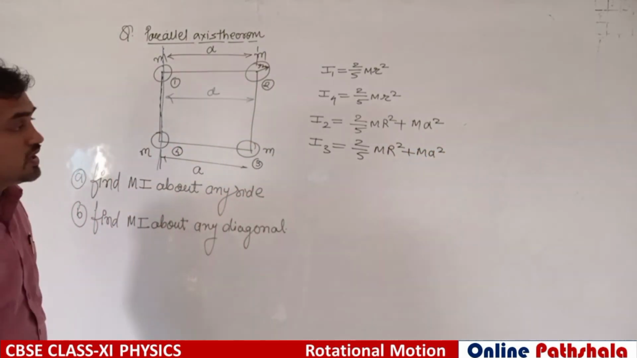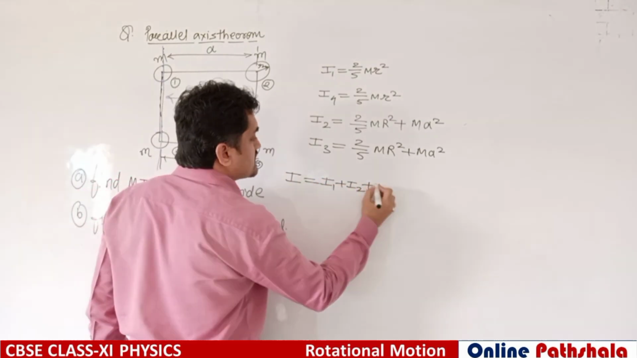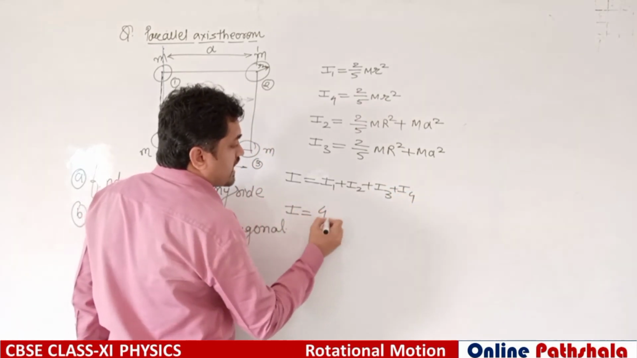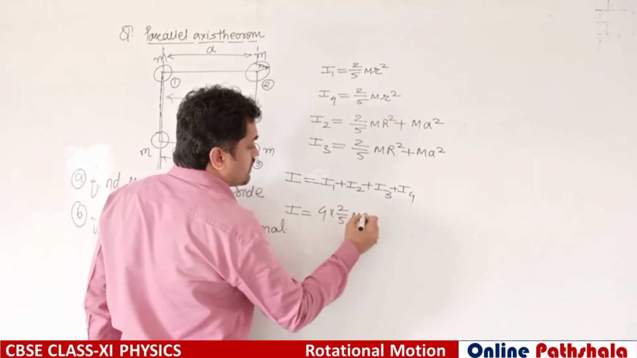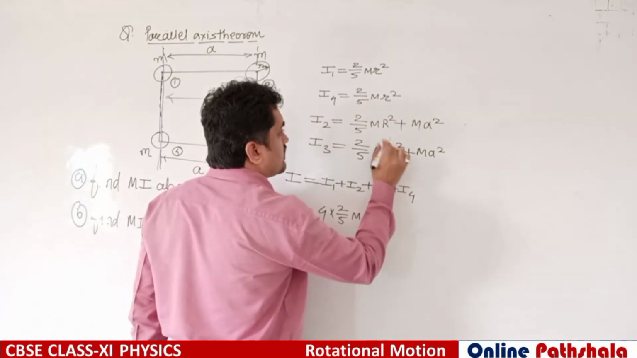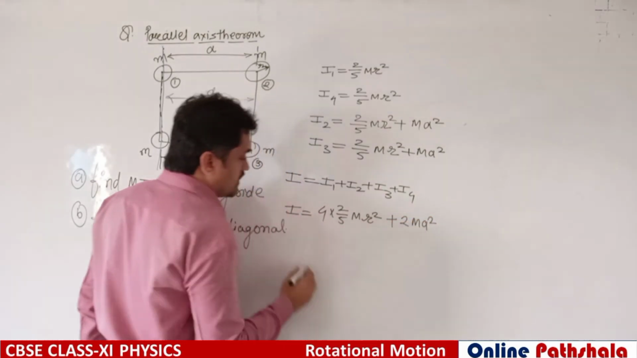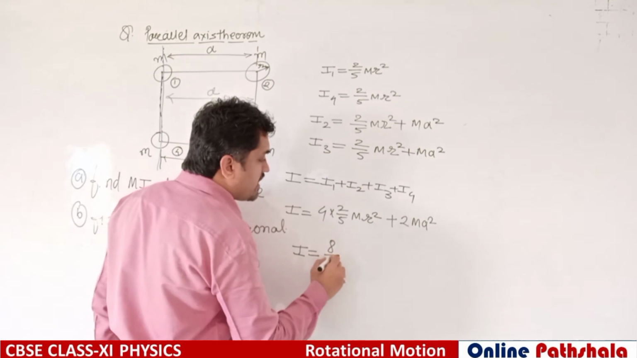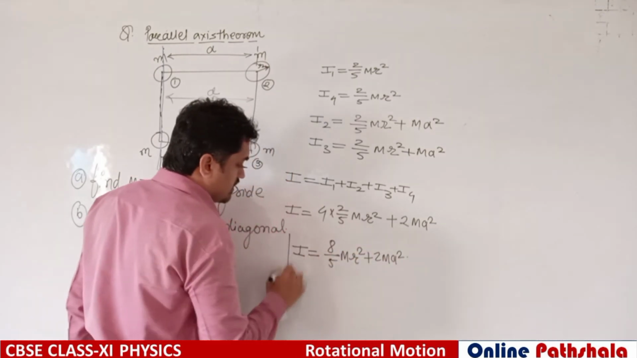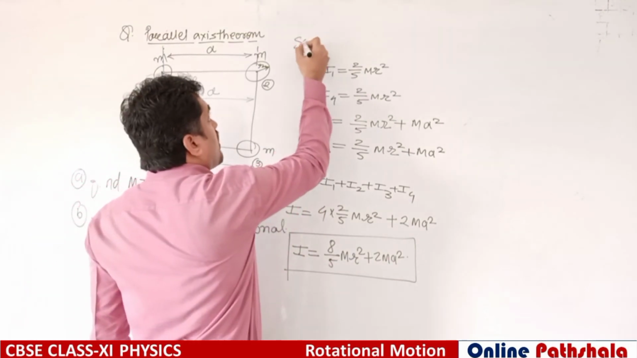Okay. So the total moment of inertia is I1 plus I2 plus I3 plus I4. So I is equal to 4 times 2 by 5 mr square, it is small r, plus 2 times ma square. So I is equal to 8 by 5 mr square plus 2 ma square. This is the answer. It is the solution of part A.